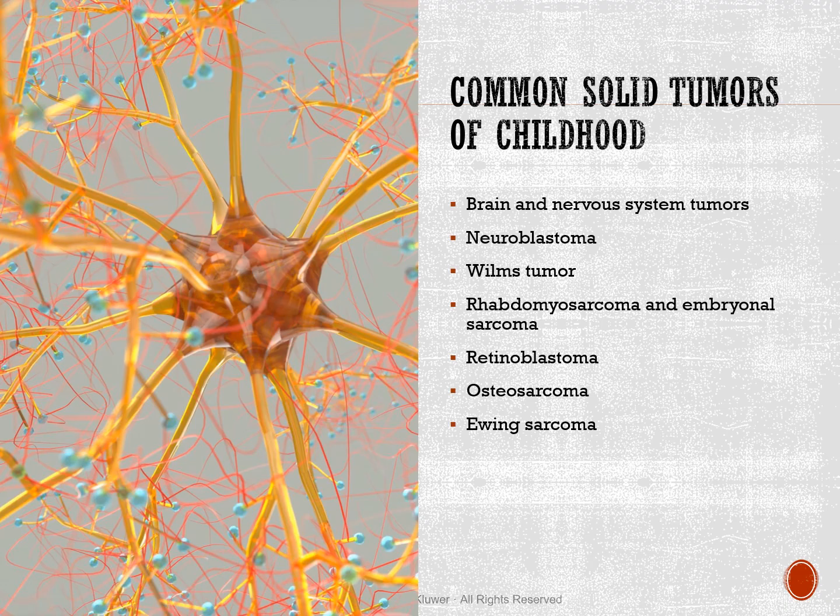So again, common solid tumors of childhood, so within the brain and nervous system, neuroblastomas, which are those embryonic nervous system tissues that we see, something called a Wilms tumor, we'll talk about those later, rhabdomyosarcomas, so tumors in the muscle, embryonal sarcomas, retinoblastomas, these are embryonic based cancers that we see in the eye, osteosarcomas, so that's cancer of the bone. Ewing sarcoma is also another distinct cancer that we see in bone tissue.